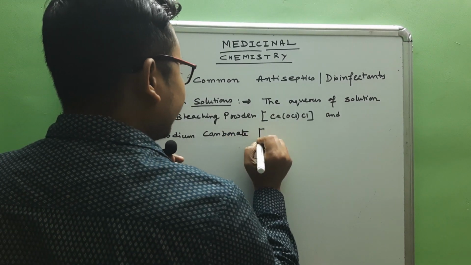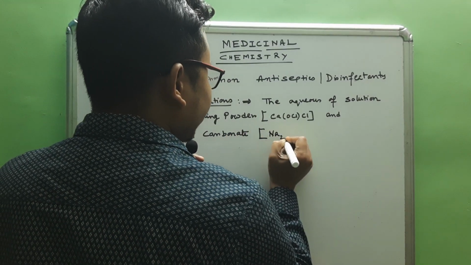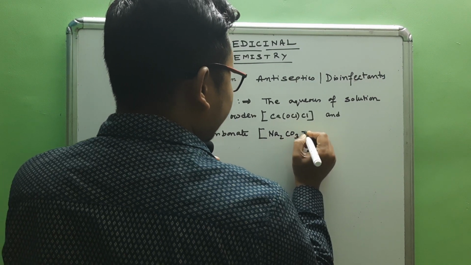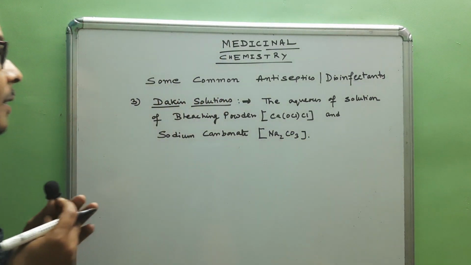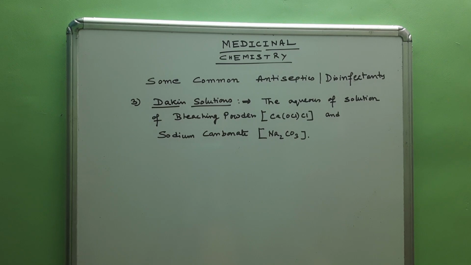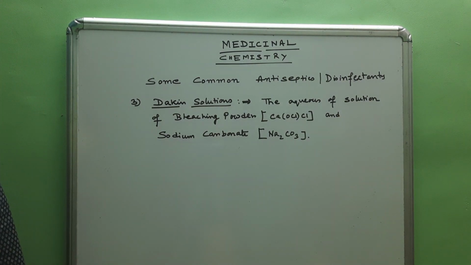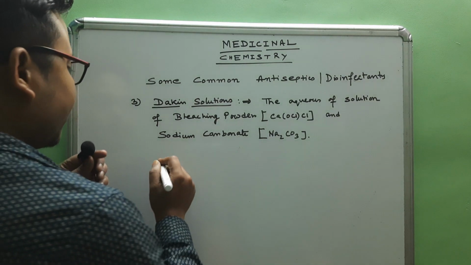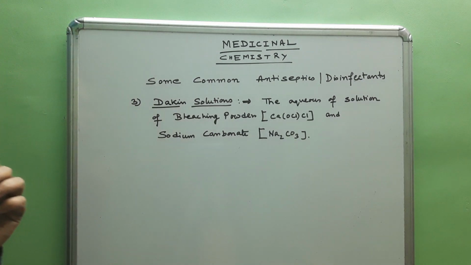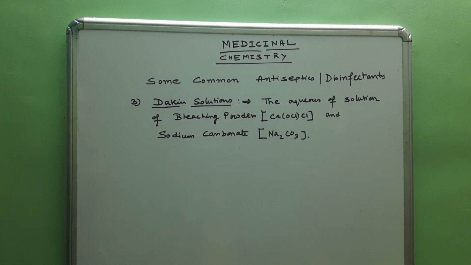What is sodium carbonate? The formula of sodium carbonate is Na2CO3. In the Dakin solution, what happened? Actually, sodium hypochlorite is formed. Sodium hypochlorite is formed in the Dakin solution.